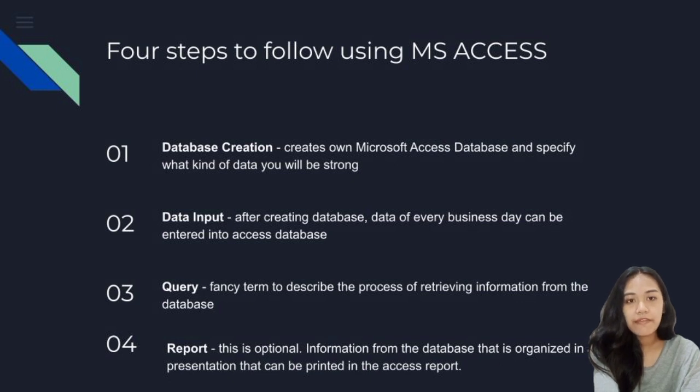Number 3 is query, a fancy term to describe the process of retrieving information from the database. And lastly, report. This is optional. It is information from the database that is organized in a presentation that can be printed in the Access report.